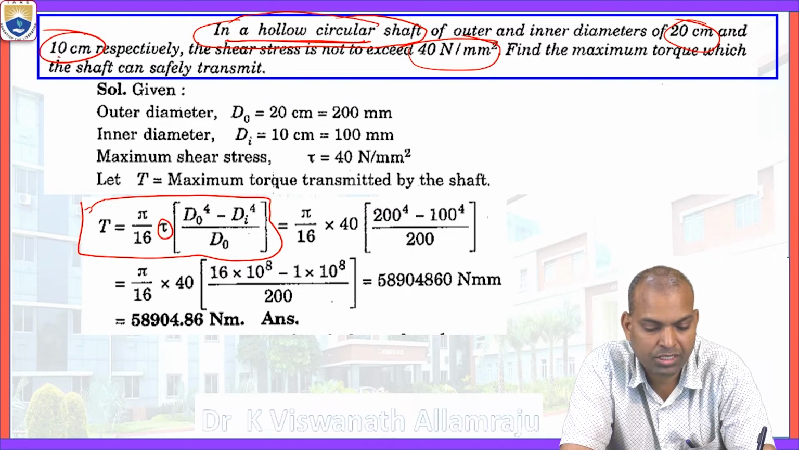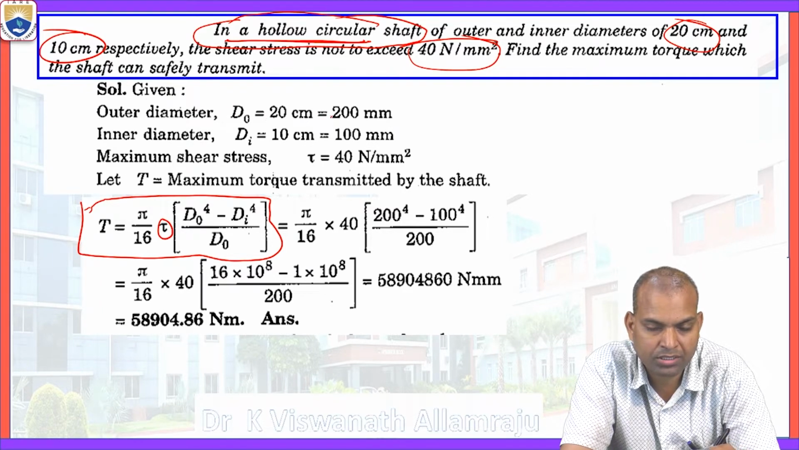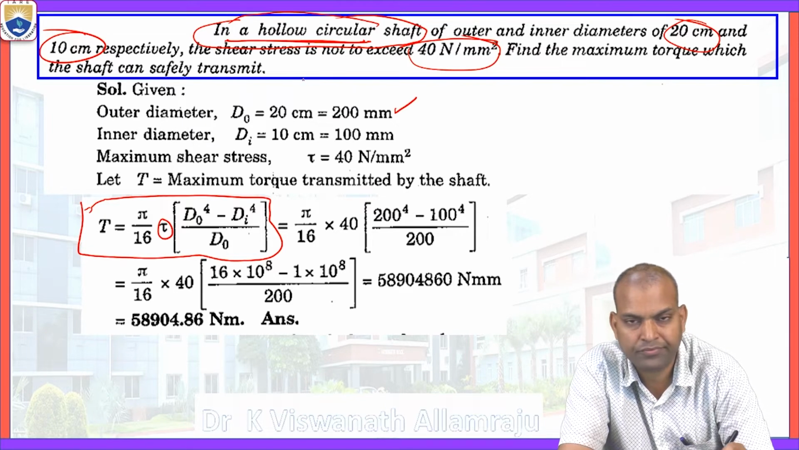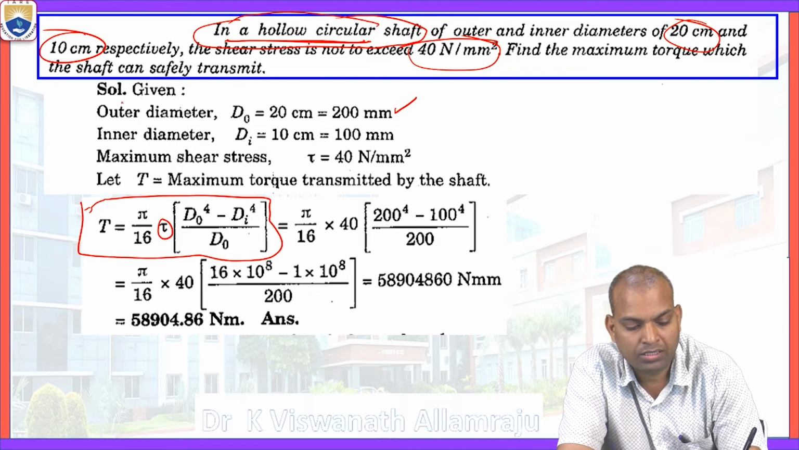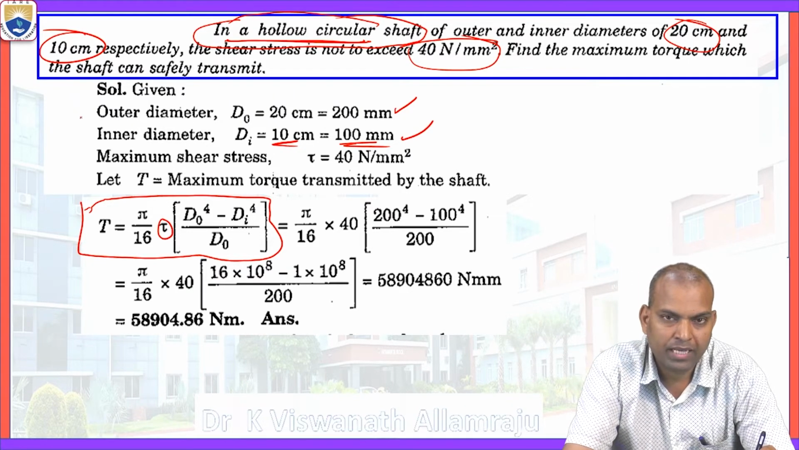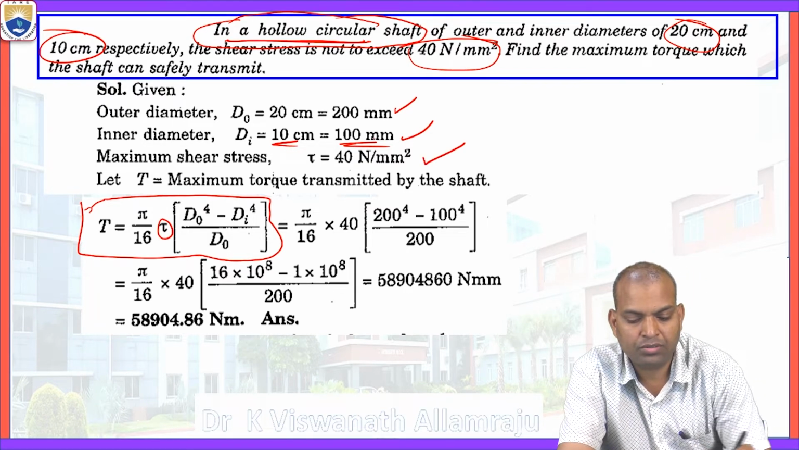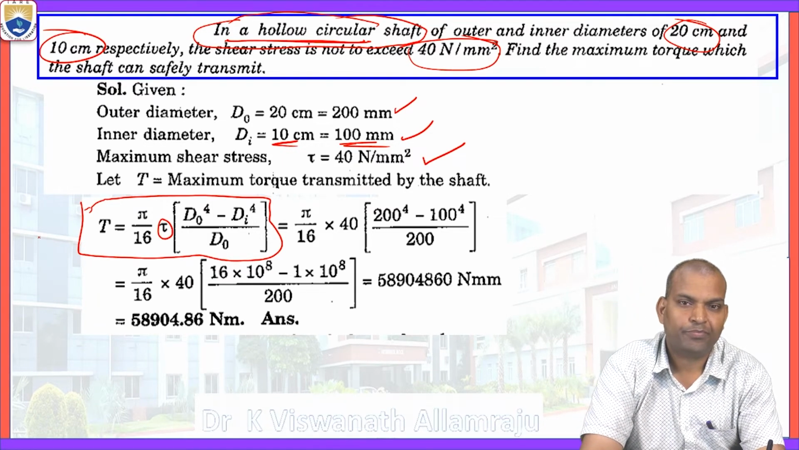So diameters are given, converted into millimeters to maintain dimensional homogeneity. That is, outer diameter d naught equal to 20 centimeters, that is 200 millimeters. In the same manner, the inner diameter di is 10 centimeters, that is 100 millimeters. The maximum shear stress tau equal to 14 Newton per square millimeter.